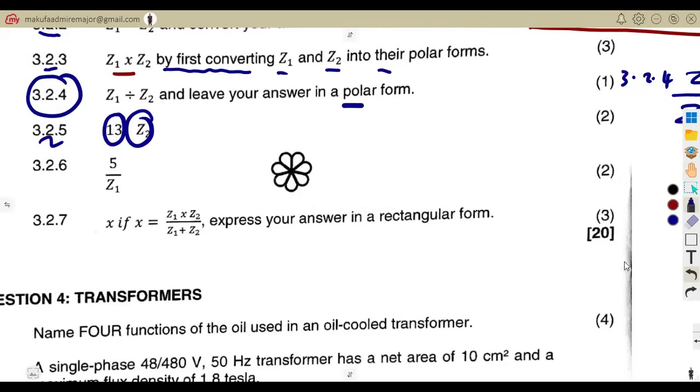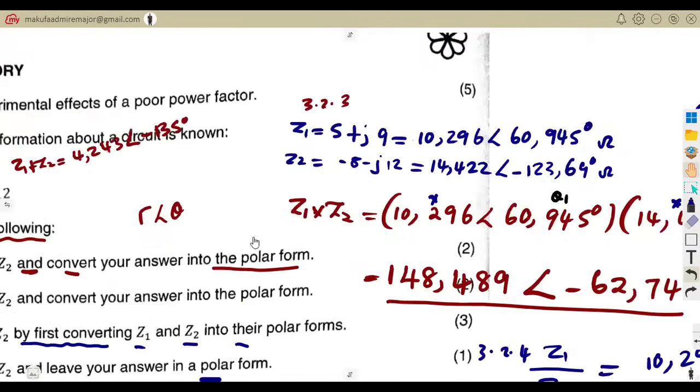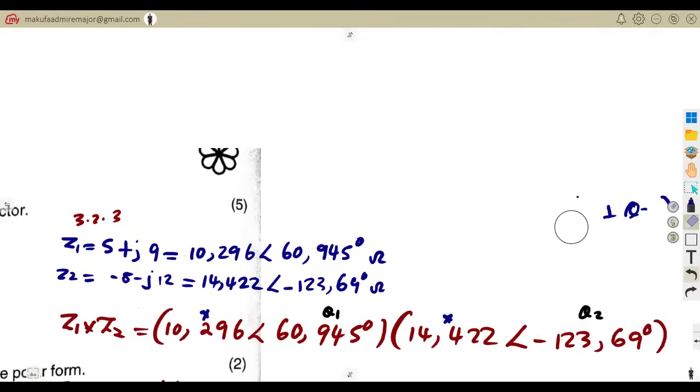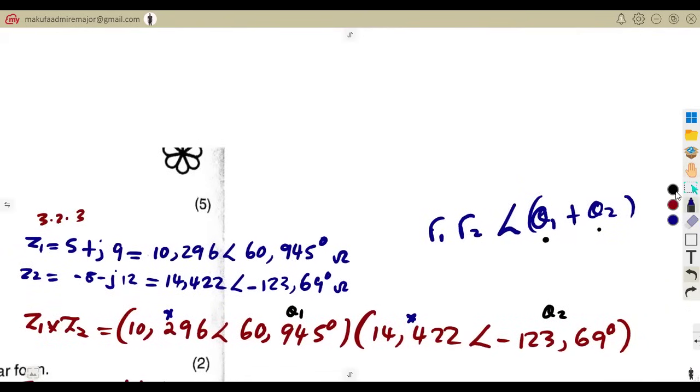13 times Z2. The product of 13 and Z2. Remember, this is our Z2 here. So let me just answer it here where we can see our Z2. Remember our product here, we talked about this. Let me just not remove this. So that's 3.25, 13 times Z2. 13 is just a normal number. Z2 is a number that is in polar form. So how can we have this in polar form? The 13 in polar form is 13. What is the angle? The angle is just 0. So that's 13 at an angle of 0 times Z2.